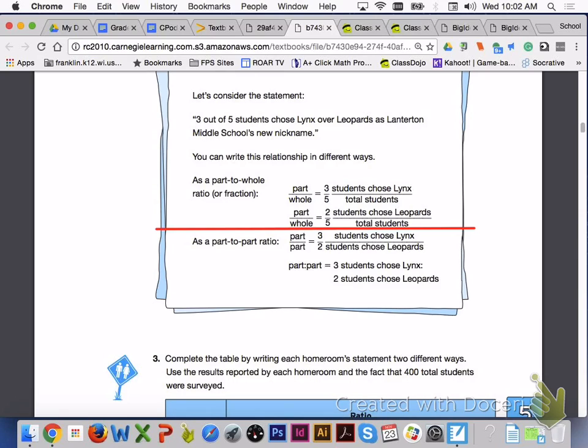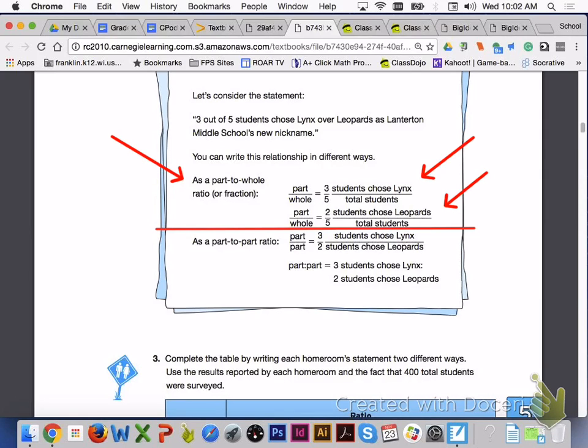Turn to page 317 and let's consider the statement 3 out of 5 students chose Lynx over Leopards as Lanternton Middle School's new nickname. You can write this relationship in different ways. First, we could write it as a part-to-whole ratio, where one example would be 3 students chose Lynx to 5 total students. We could also say 2 students chose Leopards to 5 total students. So those are 2 examples of how we could write a part-to-whole ratio.